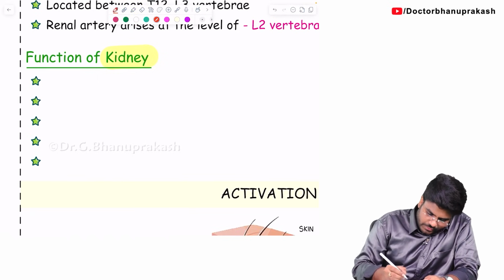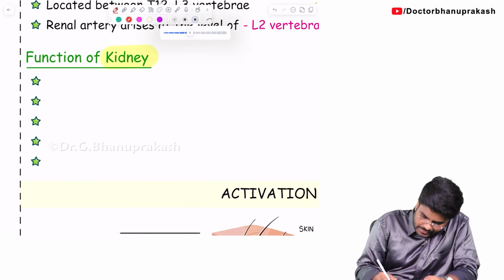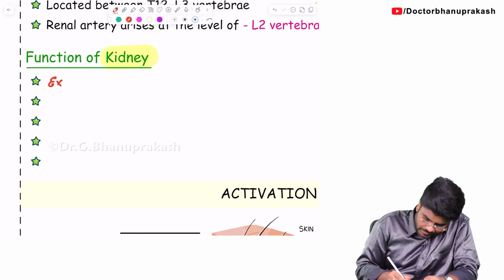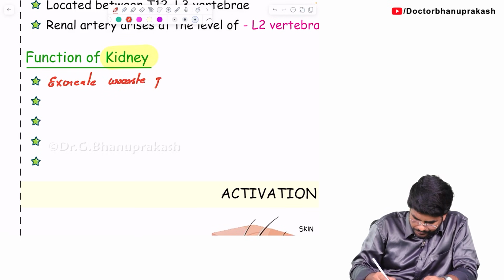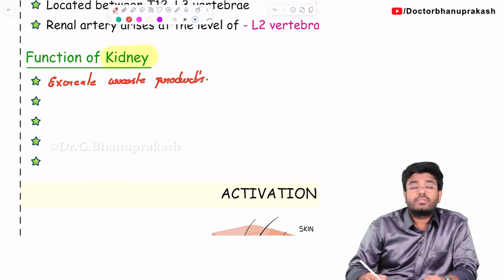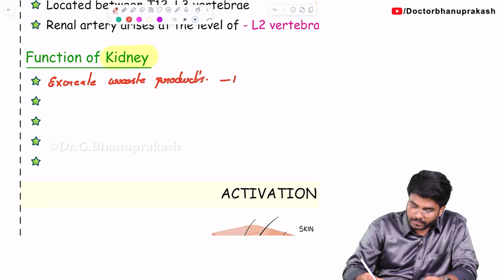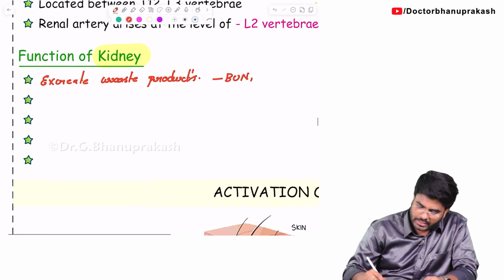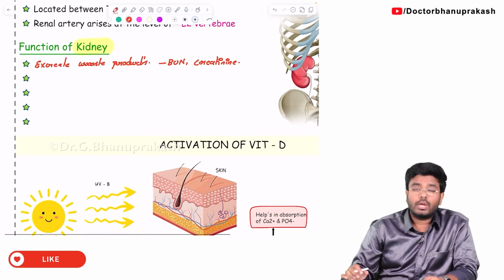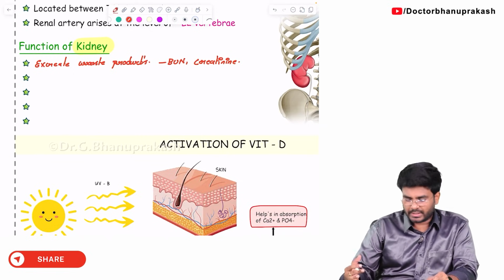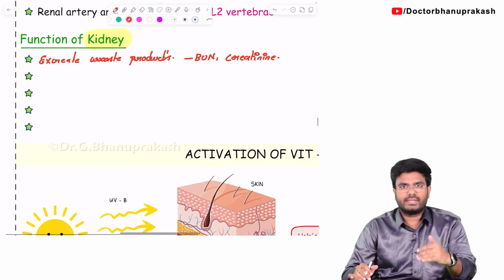Guys, the first function is to excrete waste products. So what are these waste products? The waste products like urea, blood urea nitrogen, and creatinine. Blood urea nitrogen and creatinine, not creatine, it's creatinine. These are the waste products which are getting excreted out of the body with the help of the kidneys.